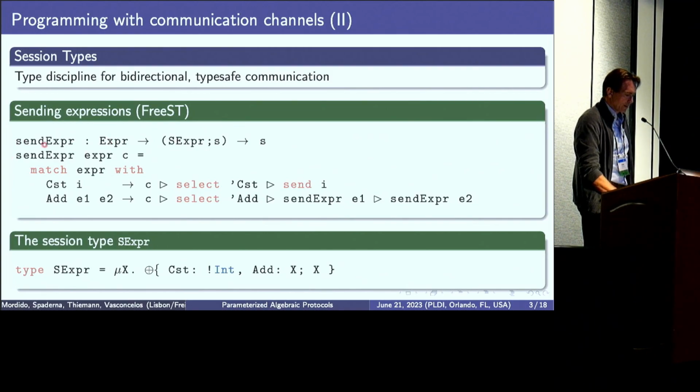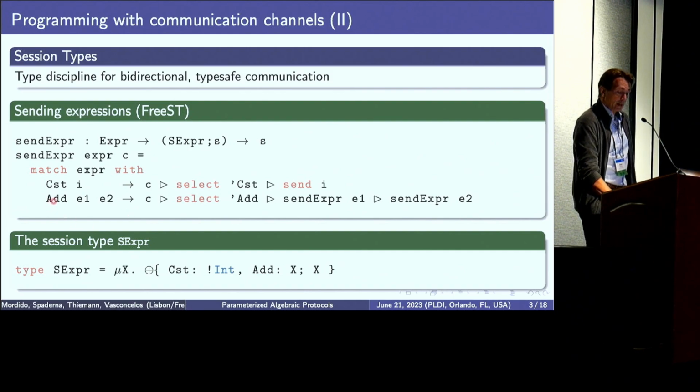So here we are defining some function. It takes a value of our expression data type. Then it takes a communication channel, which has a session type, which I'm going to explain in a minute. And then it returns the communication channel after the expression has been transmitted on it. The way that this code is constructed is quite natural. You would match on the expression. If it's a constant, well, then you grab the communication channel and you issue a command which is called select, and it says, okay, select the constant alternative of the protocol, and then on the same channel you send the payload of the constructor, which is the number i.